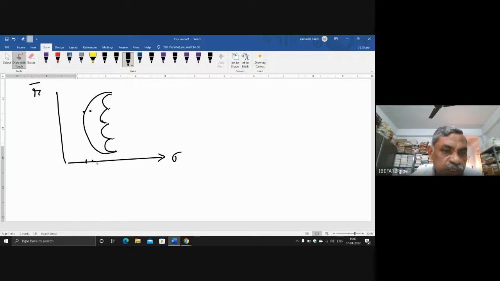On the contrary, suppose you fix a point, let us say here. So this is the risk associated with this, and this is the return. This distance is the risk, and this is the return associated with that.